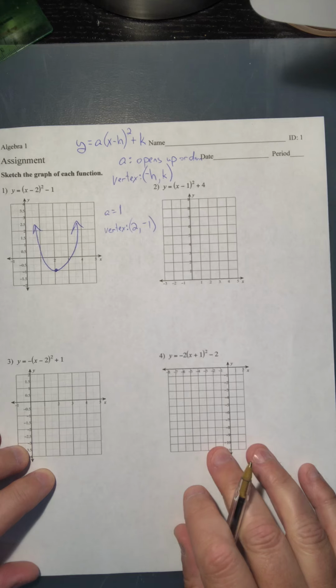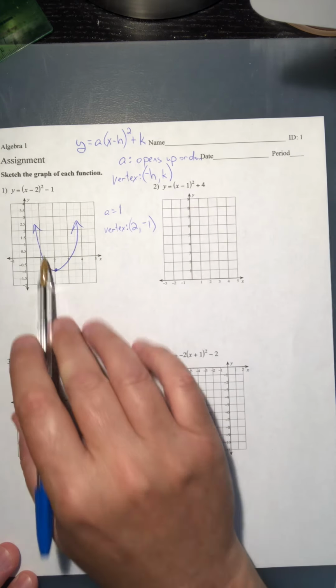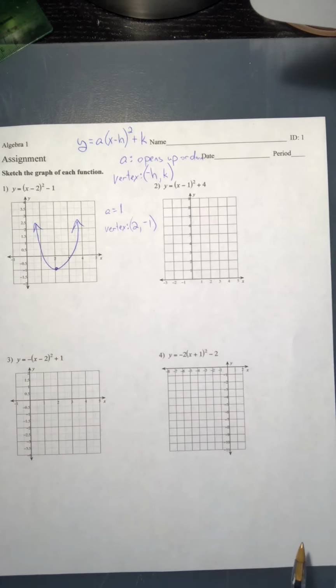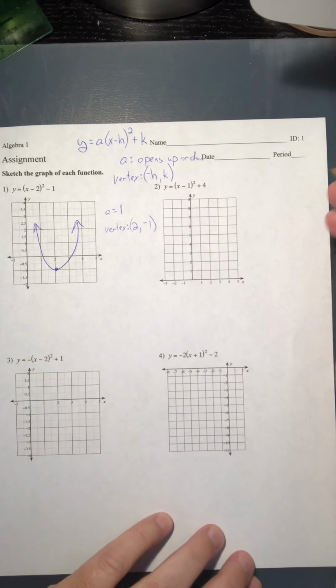So that's it. Now we could ask you some more questions like how many real solutions does this one have? Well, it touches the x-axis twice, so that means it has 2 real solutions. But you don't have to do that on these. That's just something a little extra. Let's look at number 2.